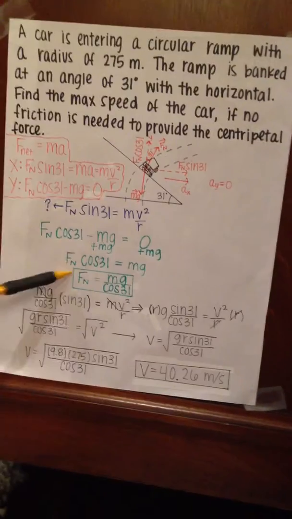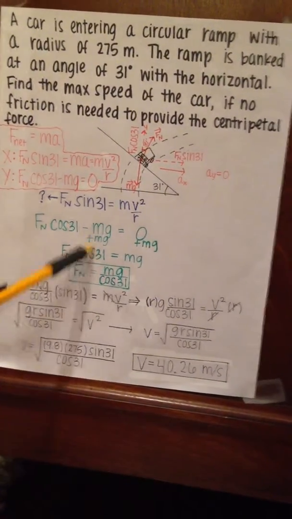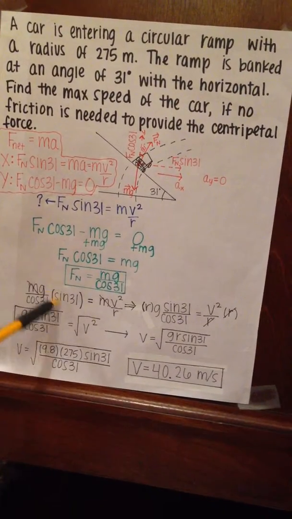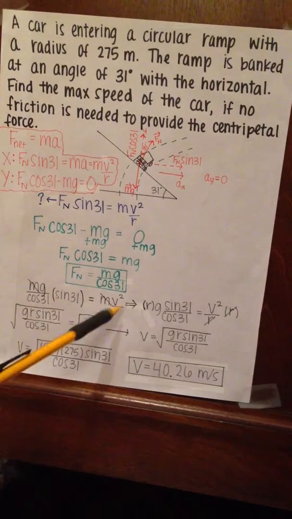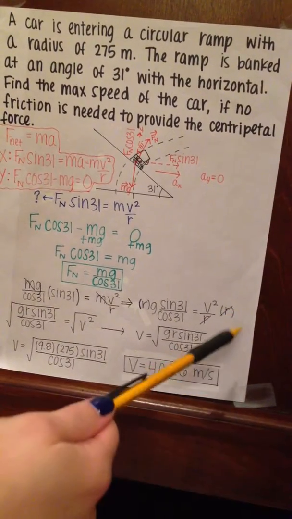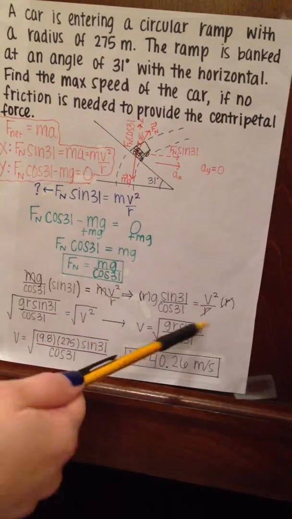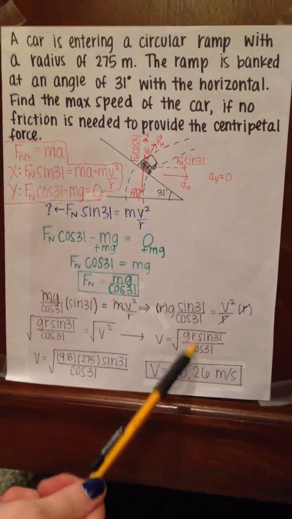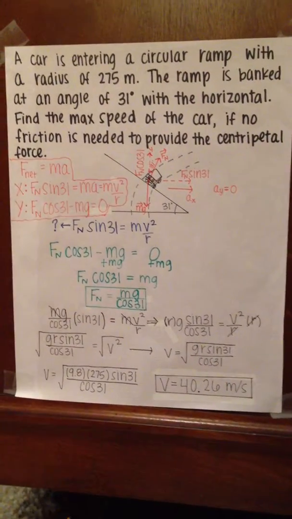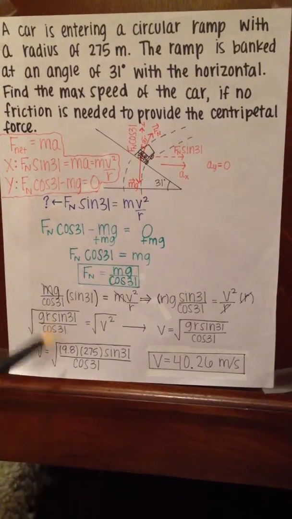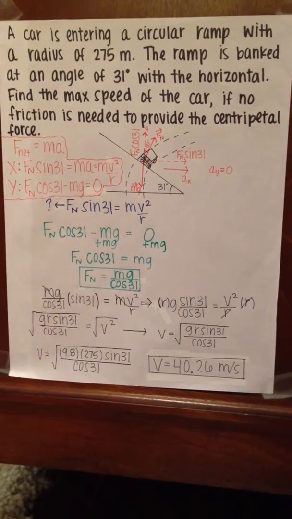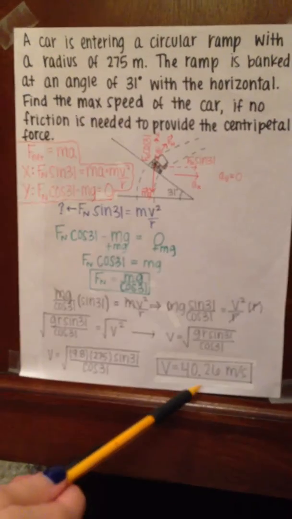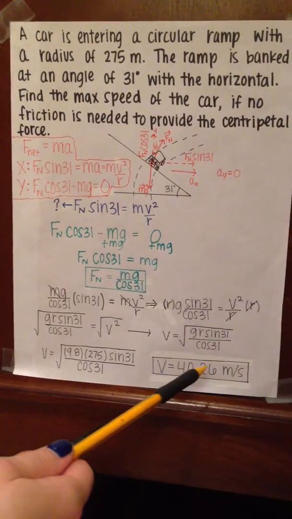And then after you get what the normal force is, you can find out what v is by solving for v. So first you just cancel out your m's, and then you multiply by r on both sides, and then you get v equals the square root of gr sine 31 over cosine 31. And once you plug in all your values, you get that the max speed of the car needs to be 40.26 meters per second.